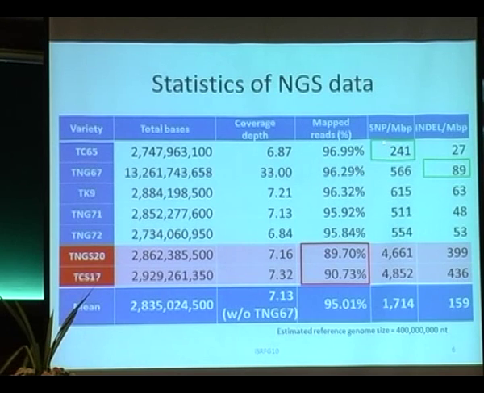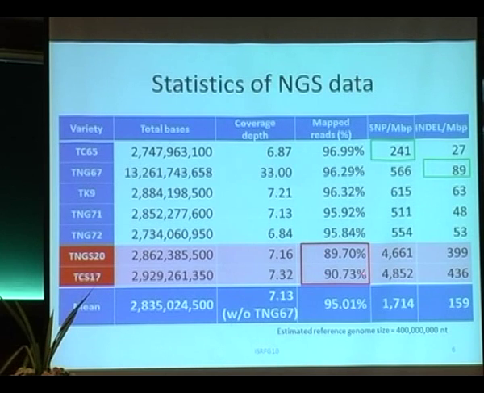Here you can see, as we know from the pedigree, the SNP number in 1 megabase for Taichung 65 is 241 compared to Nipponbare, so it means it's very close. I think in this you can see that it's very close to Nipponbare.